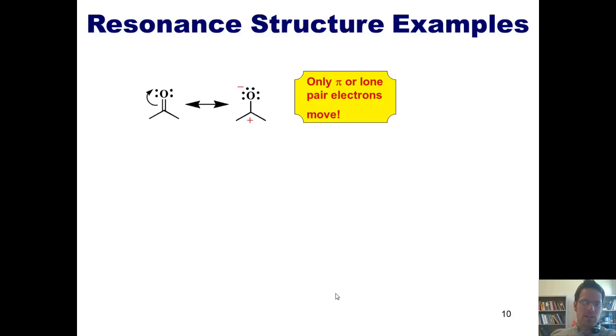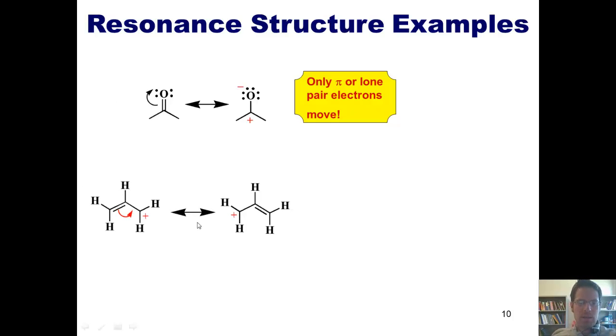Here are some other examples. If I wanted to take the carbon-oxygen pi electrons here in this double bond, I could thrust them up onto this oxygen, and doing so would give this oxygen a negative charge. This carbon, because it just lost 2 electrons in this interaction, now becomes positively charged and lacks a full octet.